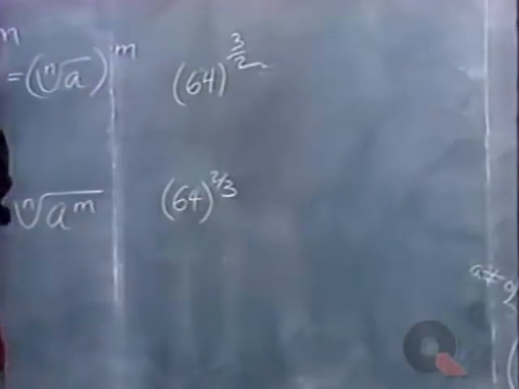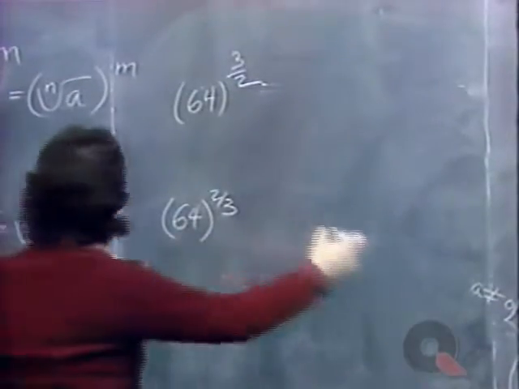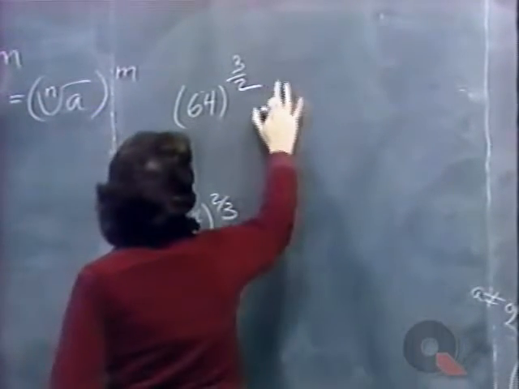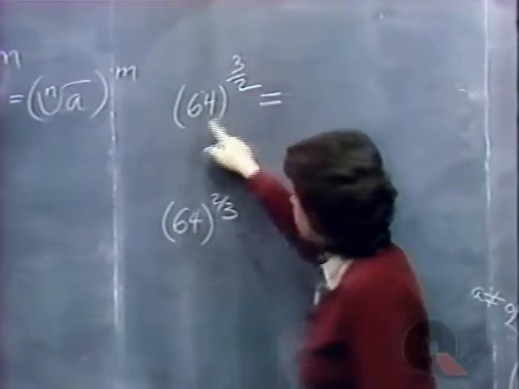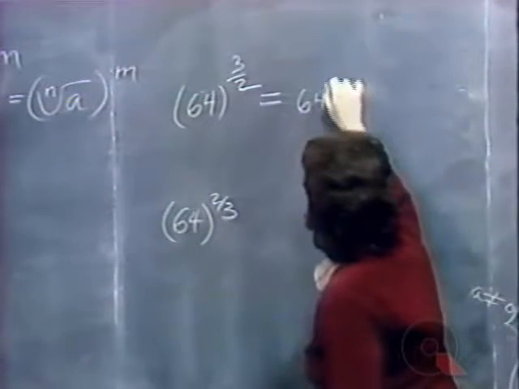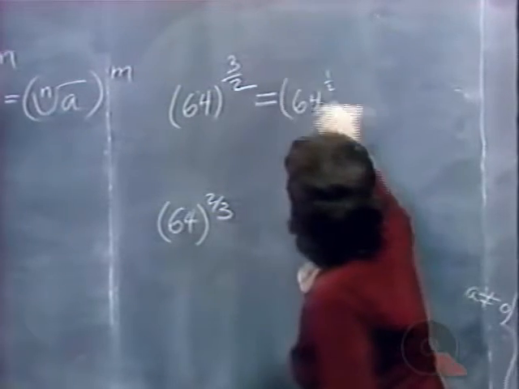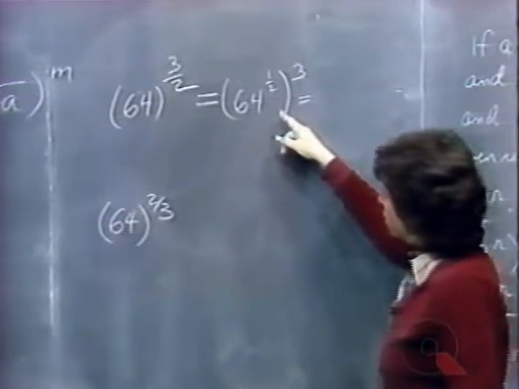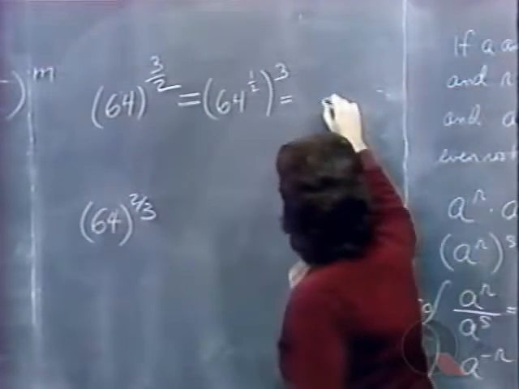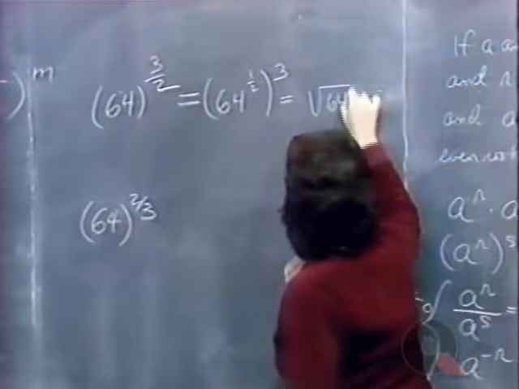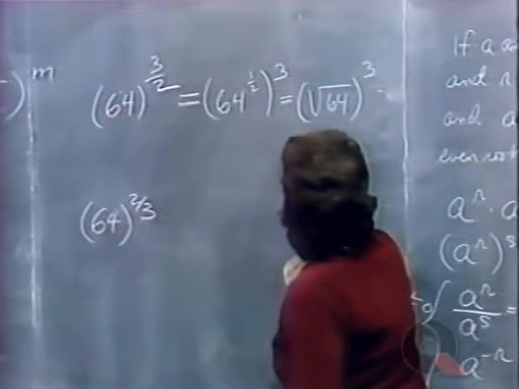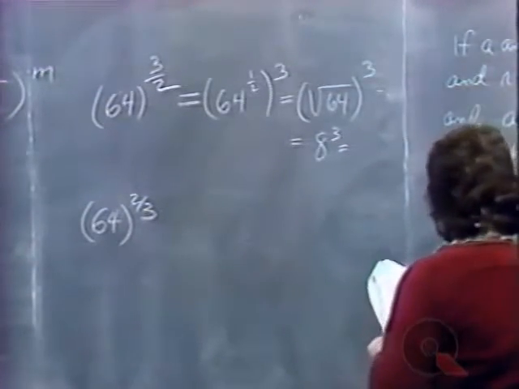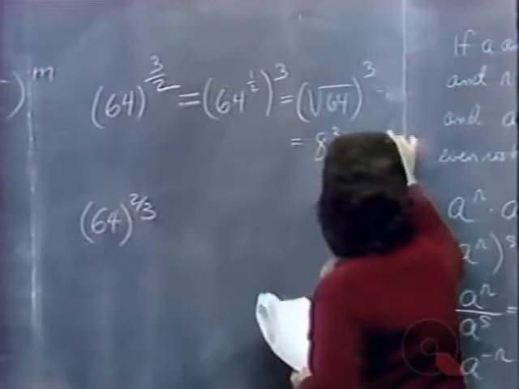Okay, we're going to use the rules that we have for exponents, what we've done over here. As I said, I'm going to do it in this way. Okay, so I will write this as 64 to the 1/2 cubed. That is the positive square root of 64 cubed. 8 cubed, which is 64 times 8, which is 512.